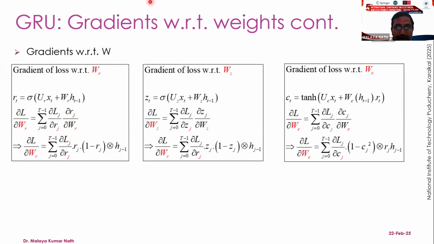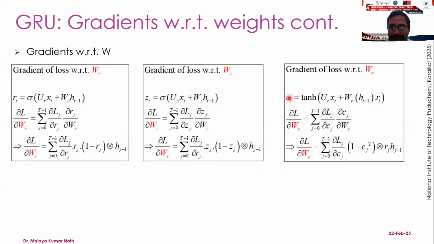Similarly, the gradient of loss with respect to Wz will be represented by del L by del Wz. If you apply the chain rule again, it is the derivative of loss with respect to z and the derivative of z with respect to Wz. Already we know what z is, so just substitute this expression and we will get this expression.